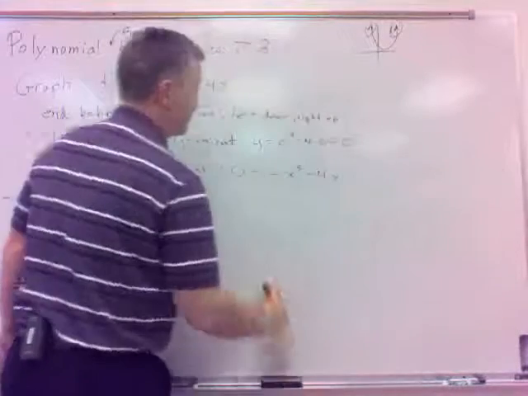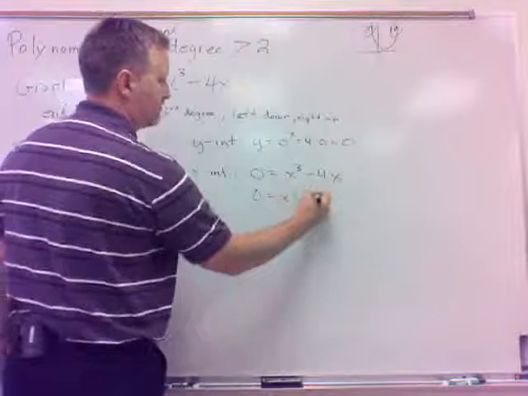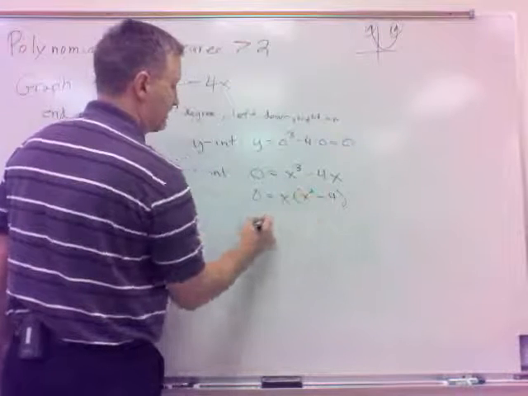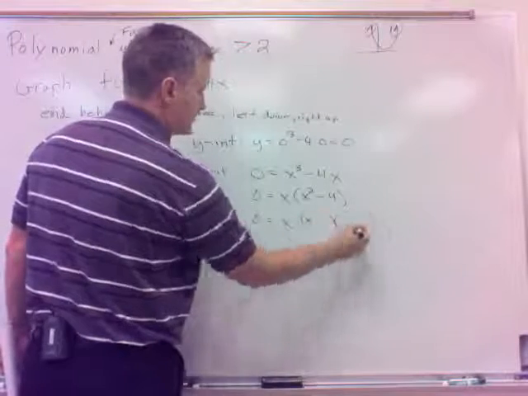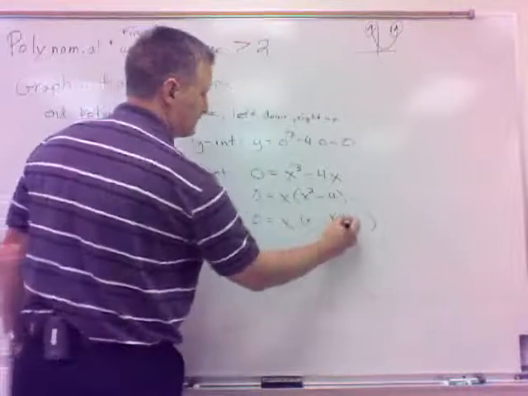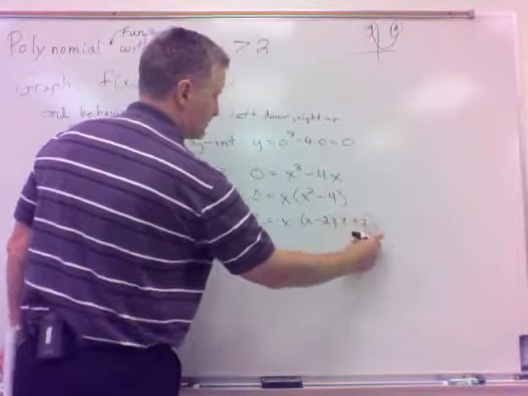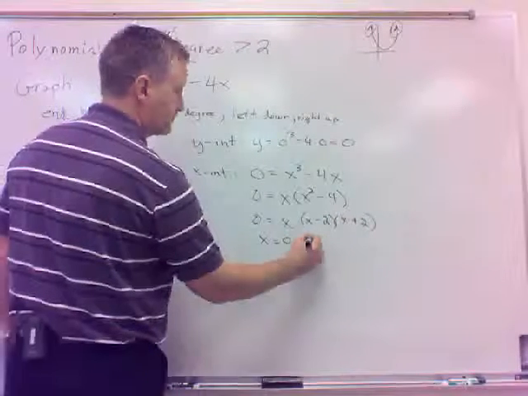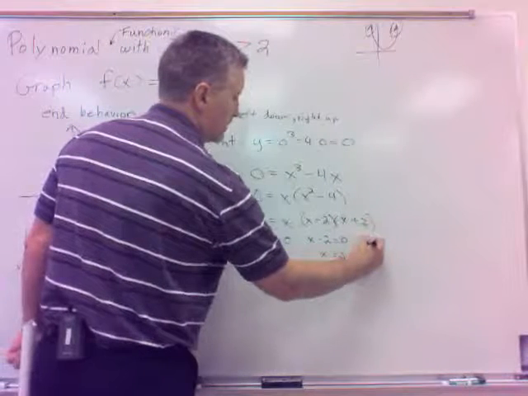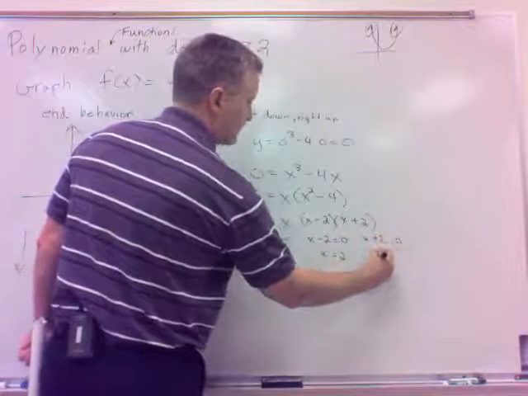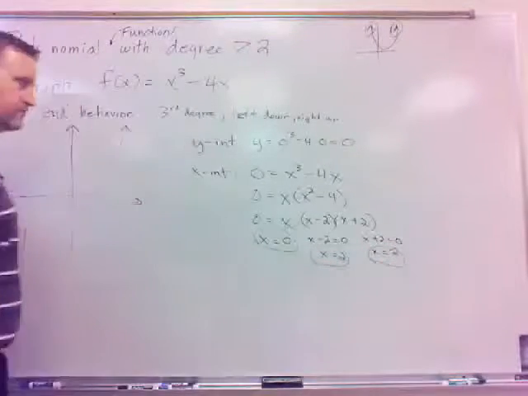And, well, that sets up a nice little factoring problem. We've got a common factor of x. Pull that out. I can actually factor that some more if I wanted to, or use the square root method. Either one. That one does factor. So I get x equals 0. x minus 2 equals 0, so x equals 2. And x plus 2 equals 0, so we get x equals negative 2. So I get 3 x-intercepts.